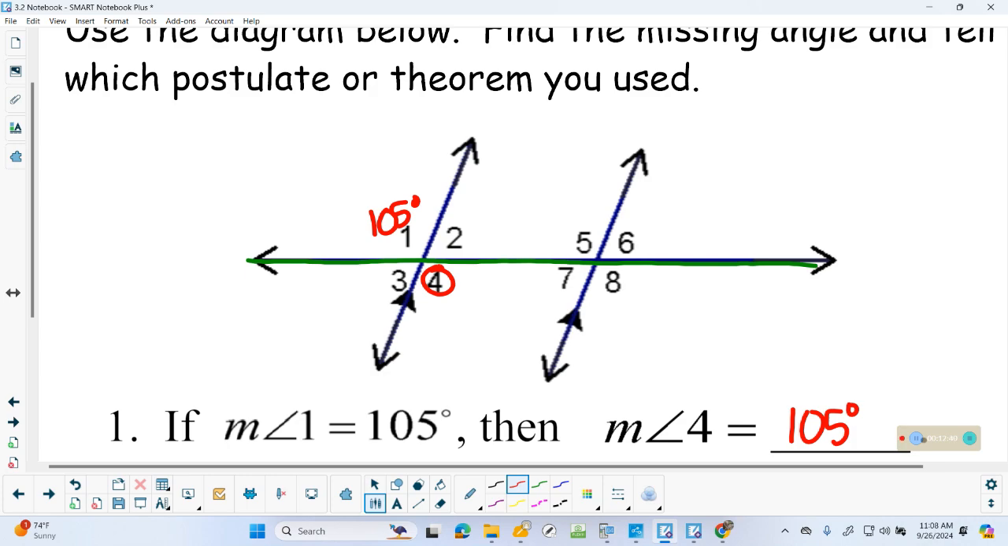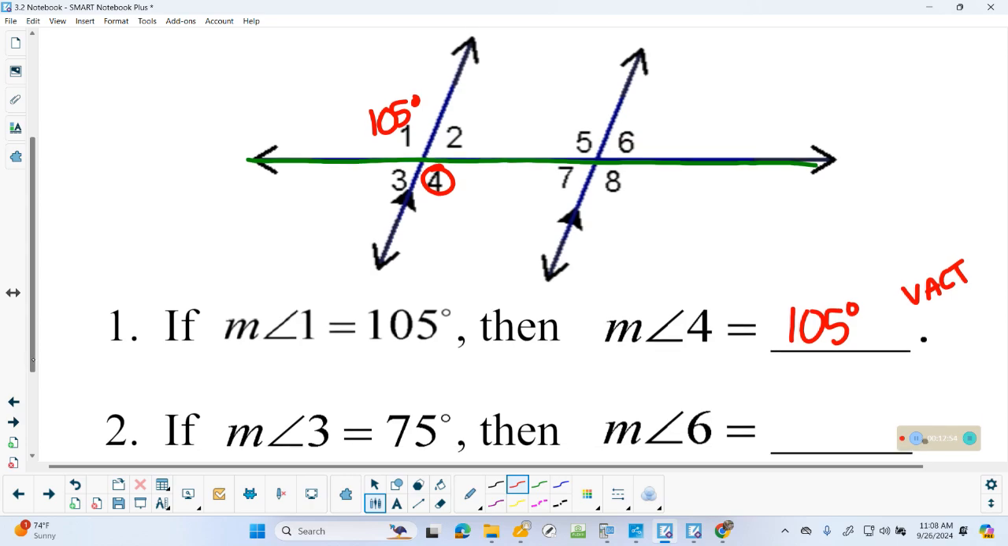Now, of course, it says tell what postulate or theorem you used. Why are they congruent? What type of angles are they? Vertical. Because I'm running out of room, I'm just going to put vertical angle congruency theorem, abbreviated. You can too. Let's see if I can fit the picture on the screen here.